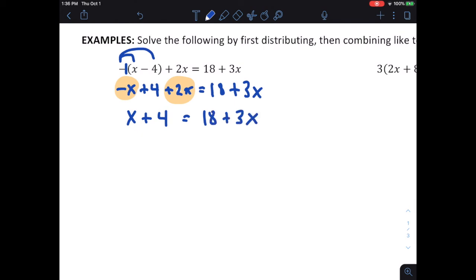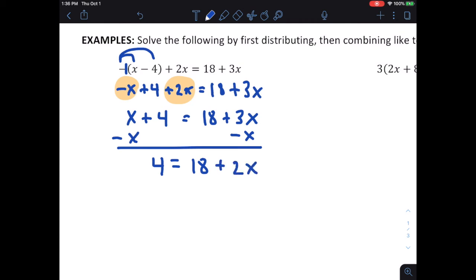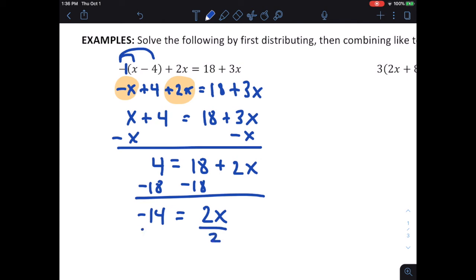And now with variables on both sides, I just subtract an x from both sides. So I have 4 equals 18. Now this is one where we have to be careful. Sometimes when people subtract x, they just get rid of the x. Well, we don't want to do that. We want to remember that we're just subtracting one x. And if we have 3 x's and we subtract 1, that means we have 2 x's left. Okay, then I'll subtract 18. So 4 minus 18 is negative 14 is equal to 2x, and then I'll divide by 2 to get x equals negative 7.